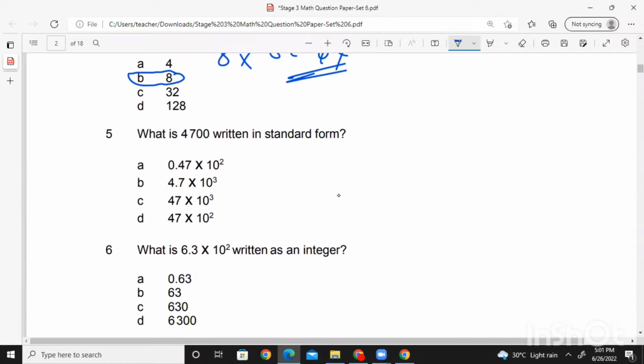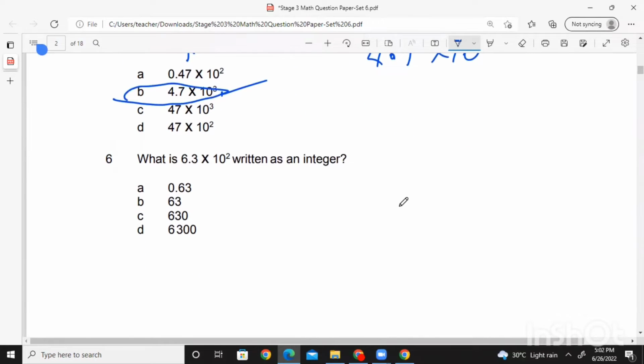What is 4,700 written in standard form? Remember, in standard form, the decimal point must come after the first digit that is not a 0. So we're going to have to make an effort so that the decimal point comes there. Remember, when you don't see a decimal point, it's at the back. So let us check. How many times did it move to get there? 1, 2, 3. So the answer is actually 4.7 times 10 to the 3. And there it is. That's our response at B.